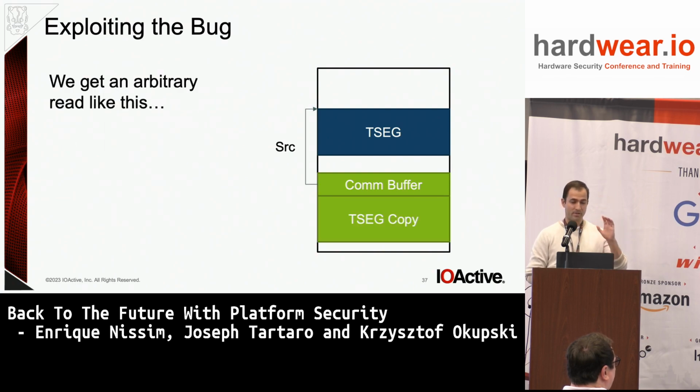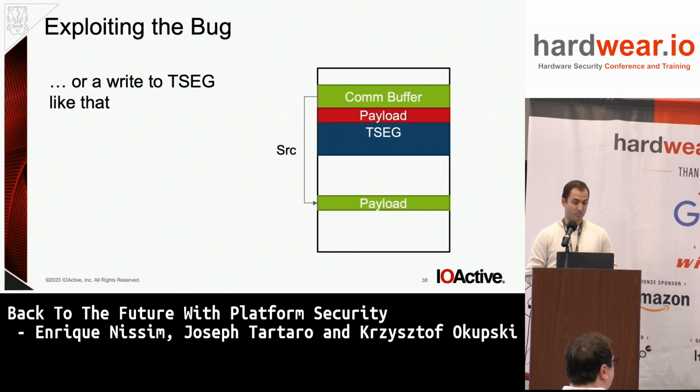So how can we abuse this? Well, we can get an arbitrary read, quite simply by making the source pointer point to the beginning of a TSEG region, for instance. And we can, like that, read all of TSEG. So we have a nice leak. That's a nice primitive already.